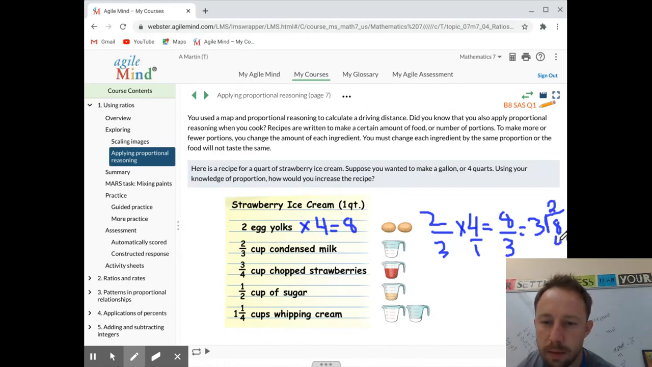Good. And then when we subtract, we're left over with what? 2. So I got 2 and 2. What's our divisor? 3. Yeah, 2 and 2/3. Good job. All right, so our answer here for condensed milk is 2 and 2/3.